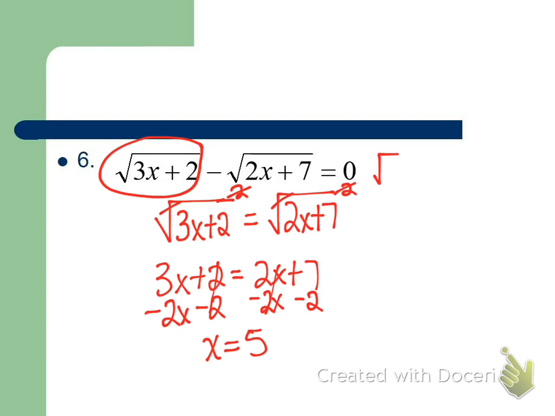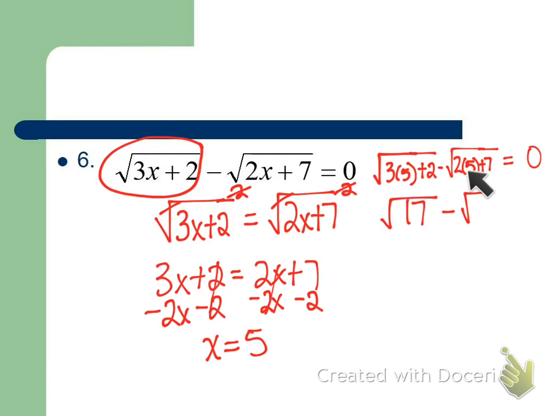So we'll go to the original problem. We've got the square root of 3 times 5 plus 2 minus the square root of 2 times 5 plus 7. We're trying to see if that comes out to equal 0. So I just plugged the 5 into both of the x's. So let's start simplifying under our radicals. 3 times 5 plus 2 minus the square root of 2 times 5 plus 7.